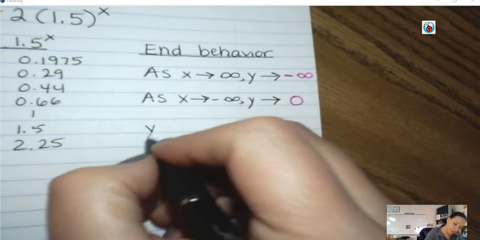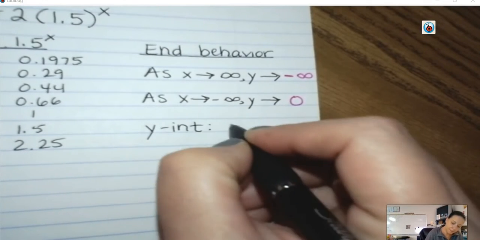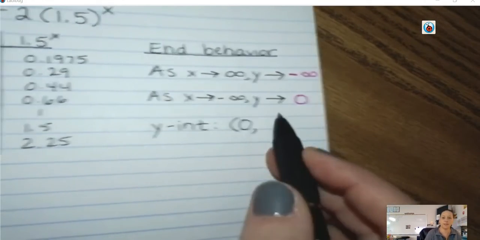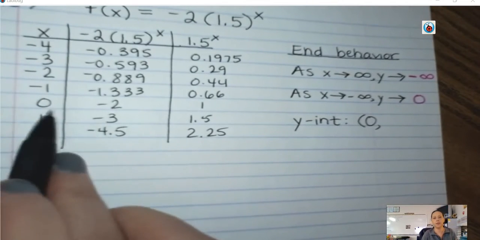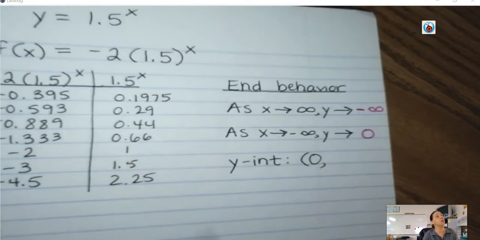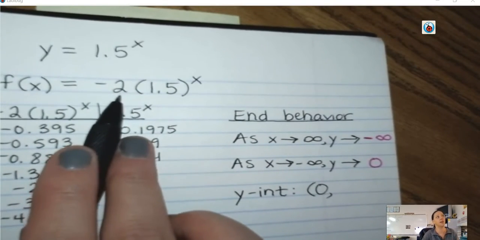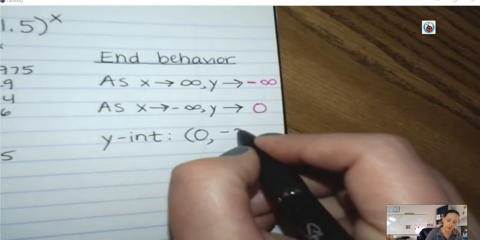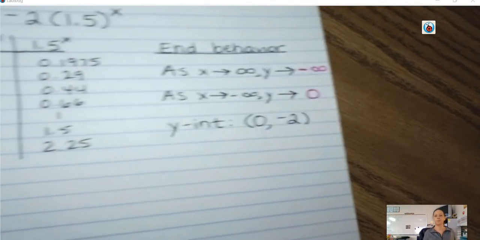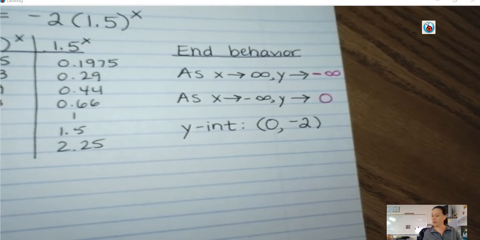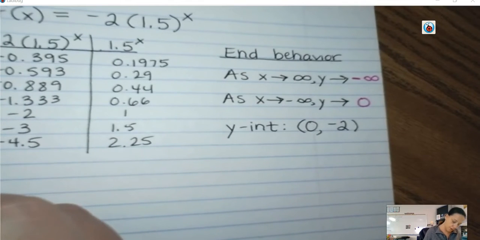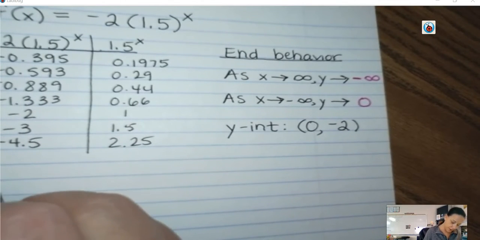And then the last thing we need is the y-intercept. That's always 0, comma. You can either get it from the table or it's just your a value in the equation. So 0, comma, negative 2. Okay, now this one you're going to do on your own, or you can work on it with the people sitting around you.